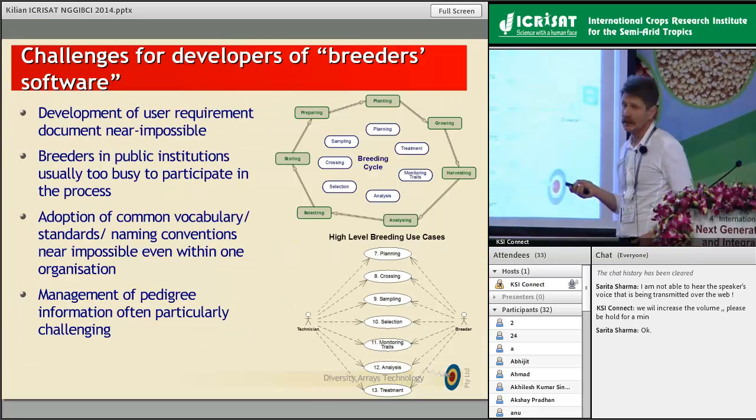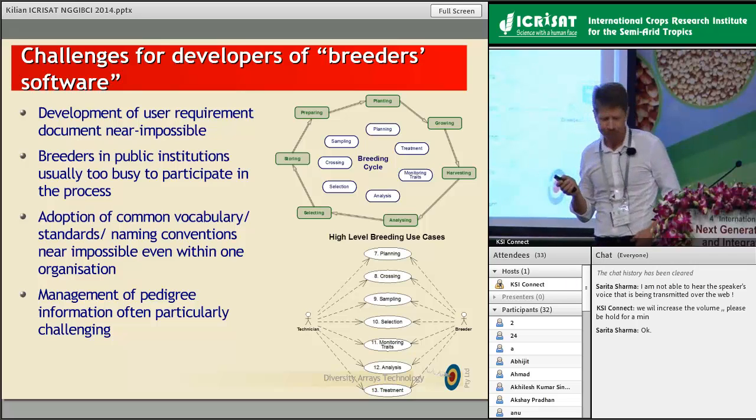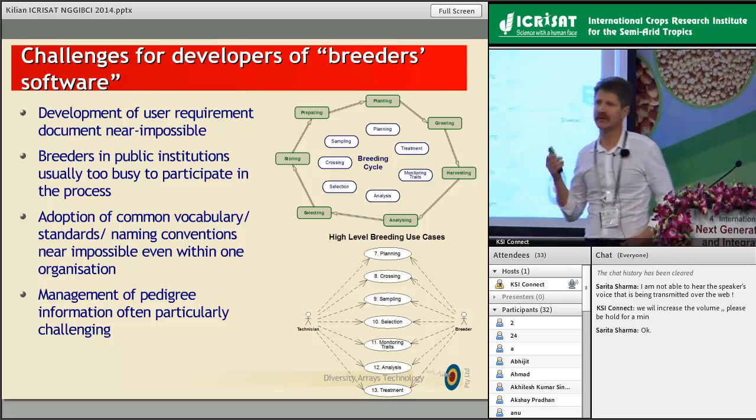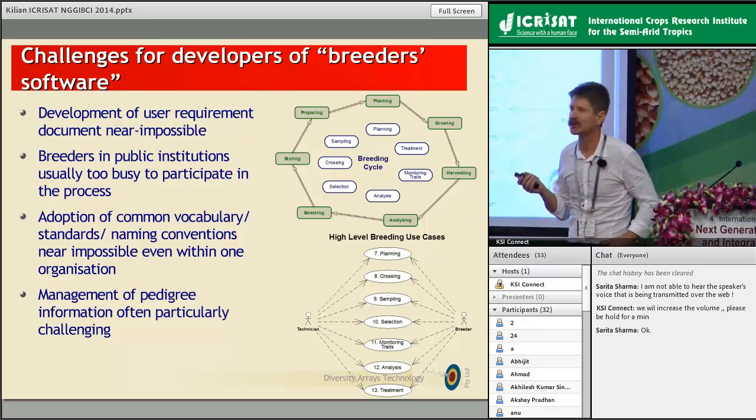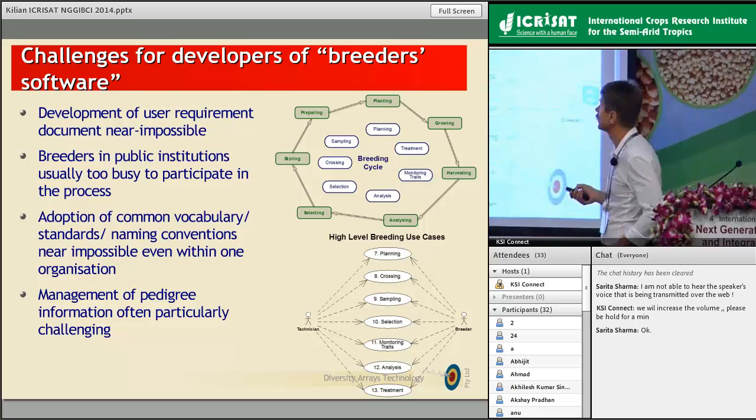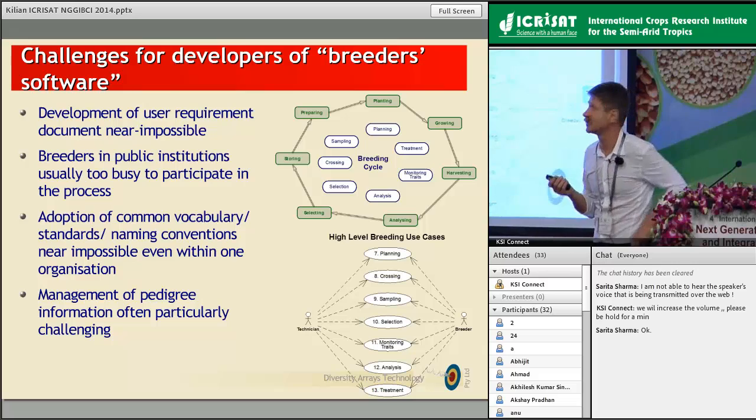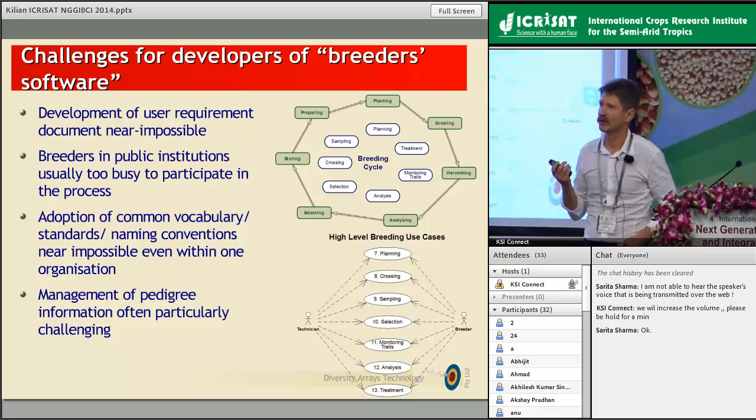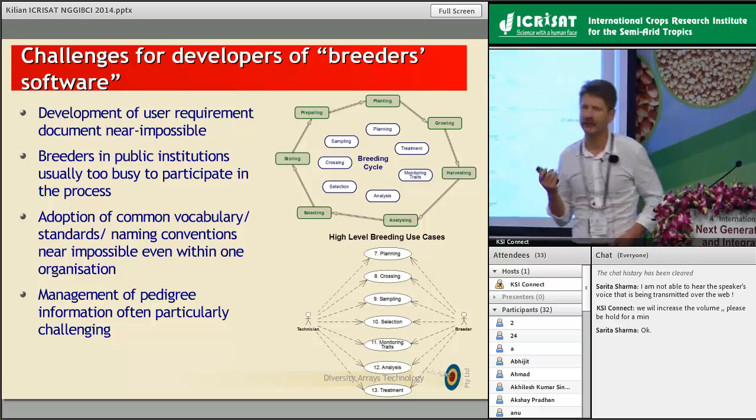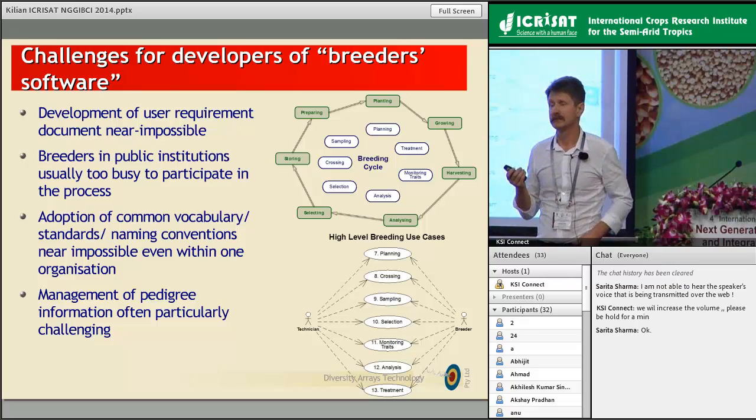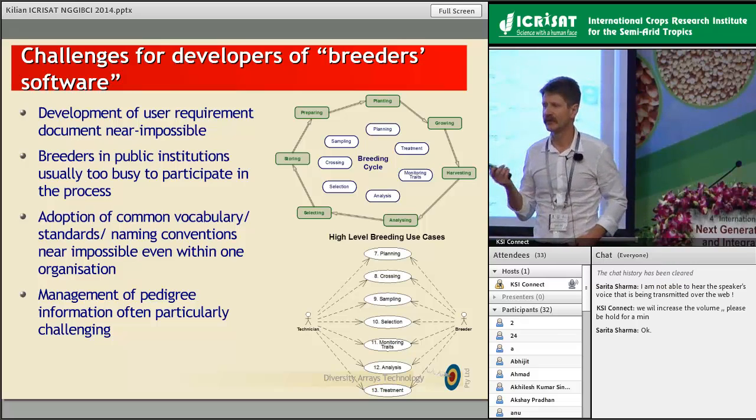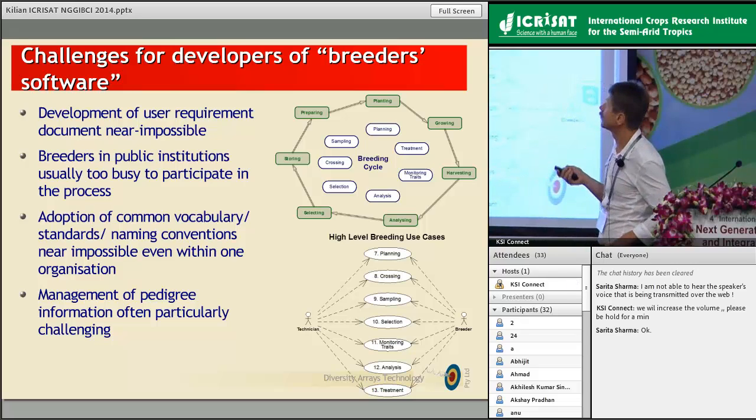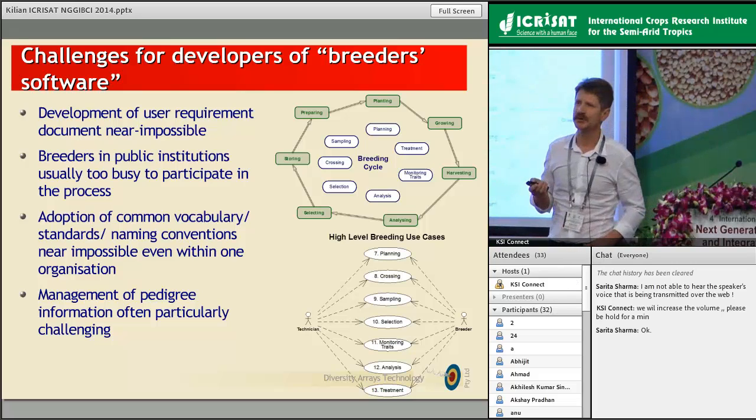Mindful of time, I just wanted to say that there are a number of challenges. If you're in the business of developing software applications for agriculture, especially in the breeding context, you'll face a number of challenges. And the biggest is the development of the user requirement document. Capturing user requirements is something that is very difficult. That's an obvious initial requirement for any proper IT project. However, capturing these user requirements from breeders, especially in public institutions, proved to be very difficult.